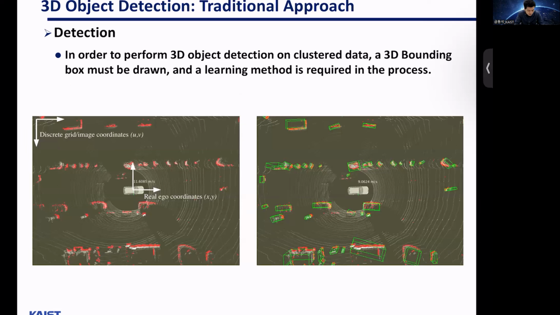And the final stage is going to be the detection, in order to perform 3D object detection on cluster data. A 3D bounding box is often used to detect vehicles.